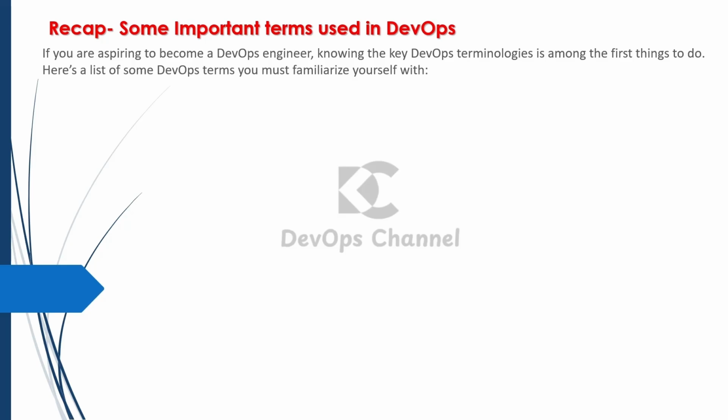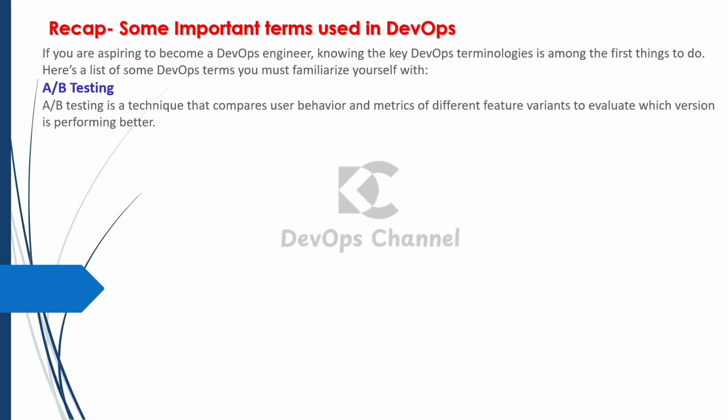Hi friends, so in this lecture let's learn about some DevOps terminologies which are mostly asked while having an interview, or if you are going to become a DevOps engineer, you should be aware of these terms. So we have some terms in there. Let's discuss them. So first one is A/B testing. So basically you can see in here also A/B means it's comparing, right? So it's a testing technique that compares user behavior and metrics across different feature variants to evaluate which version is performing better. Okay, so basically this testing is for comparison.